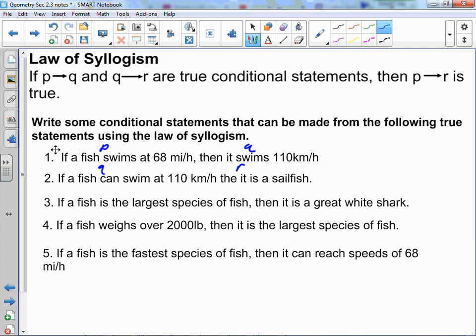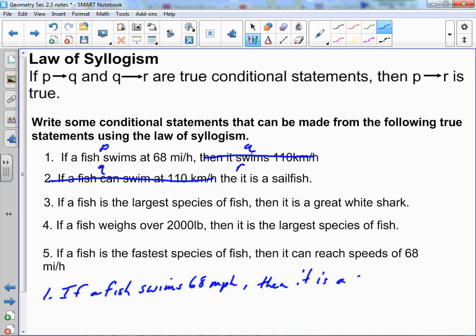So basically what we're doing is cutting out the part that's the same from those two, and we're making a new statement that says if a fish swims 68 miles per hour, then it is a sailfish.